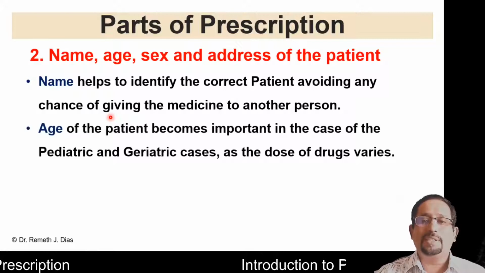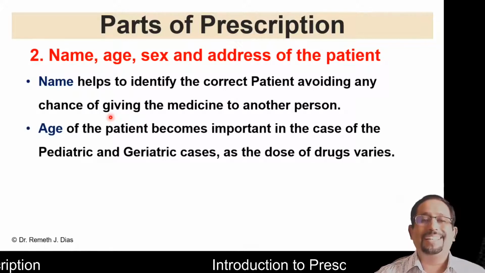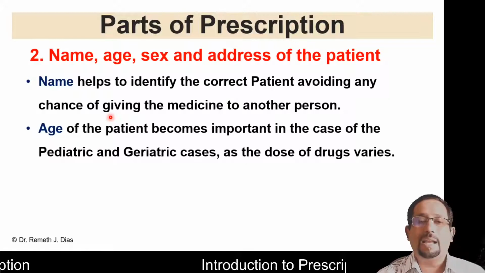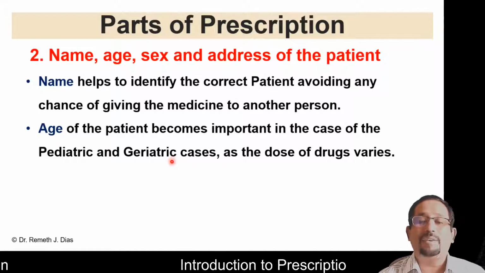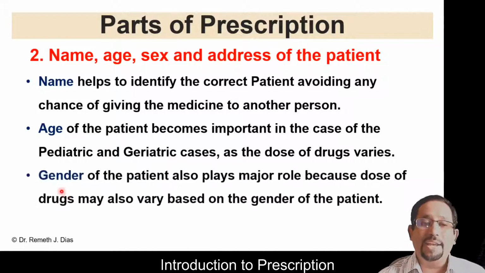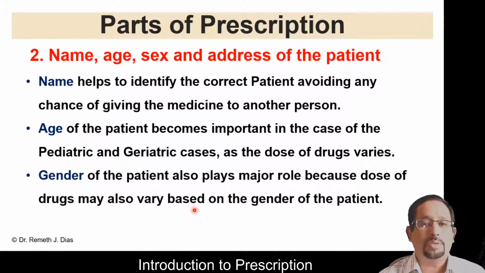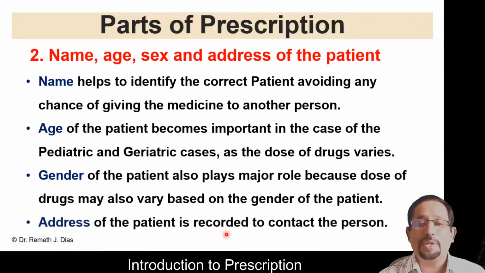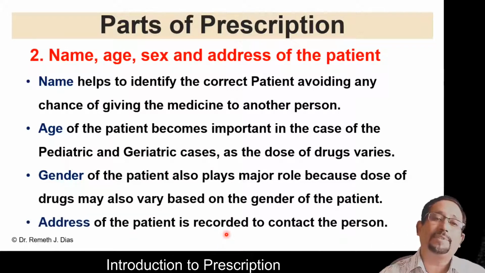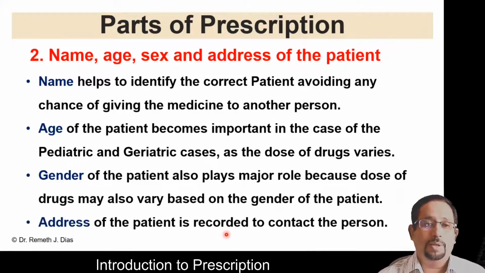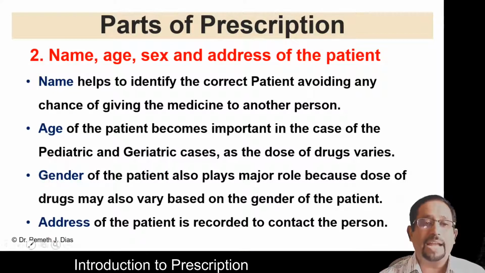Age of the patient is important because dose of the patient depends whether a patient is a pediatric, geriatric or adult. The gender of the patient is also important because that also determines the dose, and address of the patient is recorded so that we can contact that person afterwards. So the prescription should contain all name, age, gender and address.